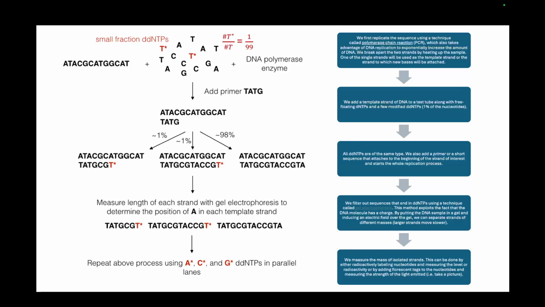After that, you break apart the two strands, because DNA is a double helix, using heat or other methods. One of these strands can be used as a template strand on which new bases will be attached. So you had a small amount of DNA, you amplified it with PCR, and after the PCR amplification, you break off the strands of the DNA double helix, and you have single strands, which are template strands on which new bases will be added. So you get the template strand.